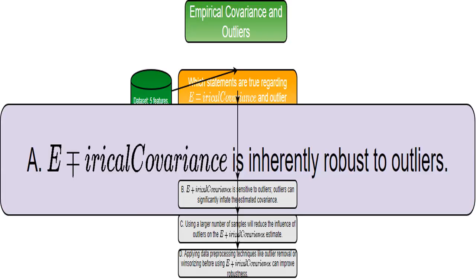This statement claims that EmpiricalCovariance is naturally good at ignoring outliers. I'll tell you that's incorrect, because it's not designed to be robust to outliers. The standard calculation is sensitive to them.